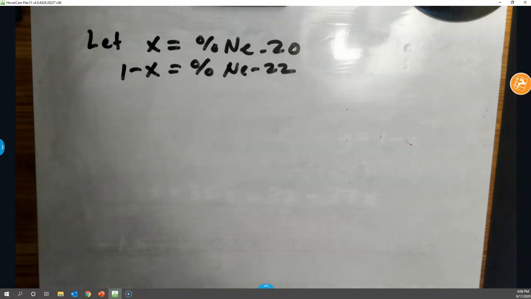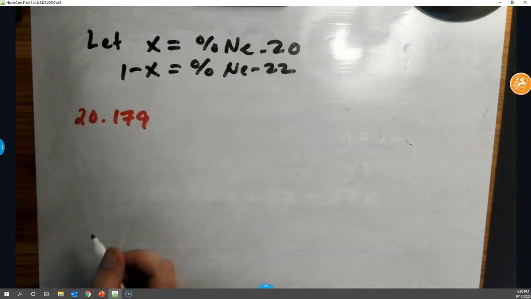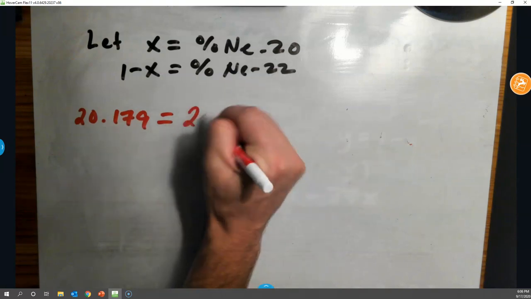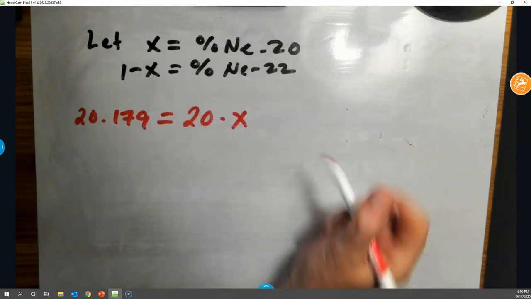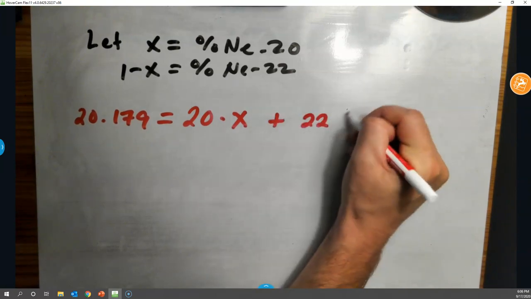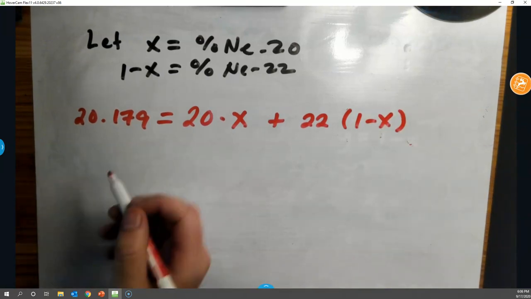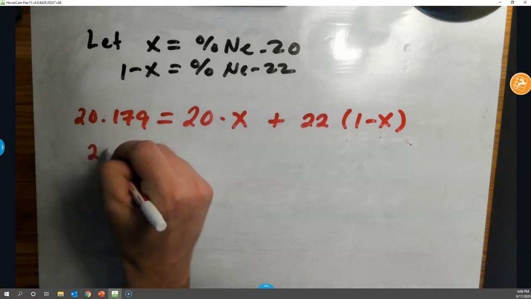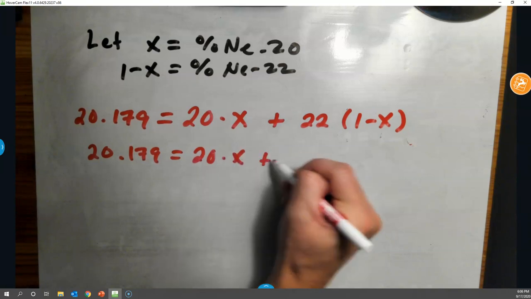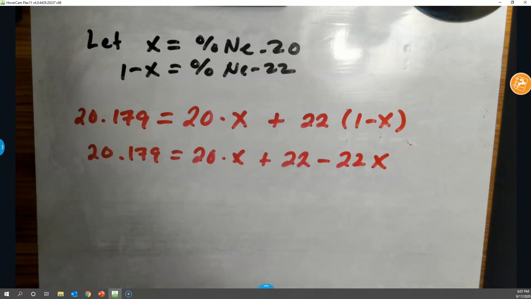So the relative atomic mass was 20.179. That's going to be equal to the mass of neon 20, which is 20, times its relative abundance, which is x, plus the mass of neon 22 times its abundance, which is 1 minus x. Again, I'm going to simplify this by combining like terms. So 20.179 equals 20x plus 22 minus 22x.